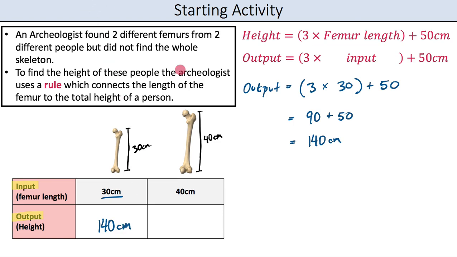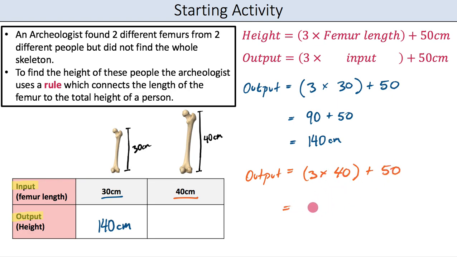Let's now do the other one. So what happens when my input now is 40? Well, yet again, we take it and put it into my input. So this time I'm going to go, my output equals 3 times, this time 40, so I'm substituting that in. Then I'm going to plus 50.